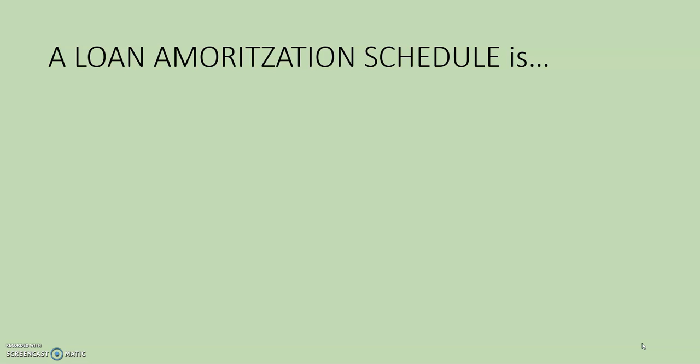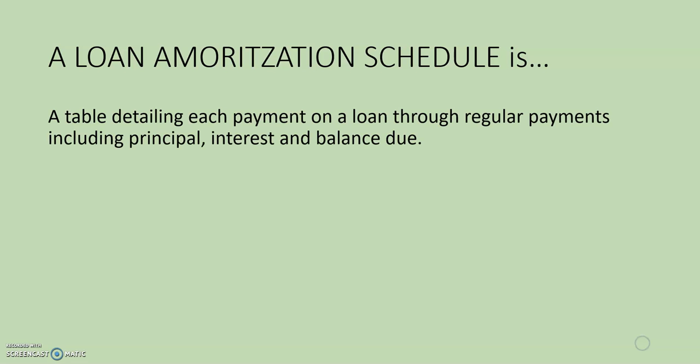A loan amortization schedule is a table detailing each payment on a loan through regular payments, including principal, interest, and balance due.